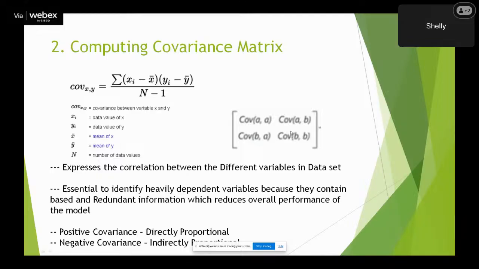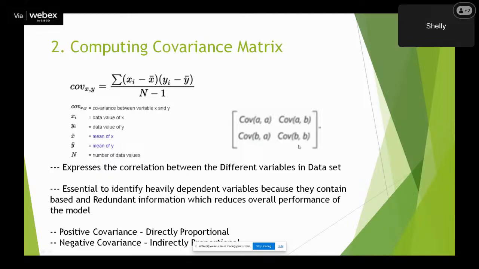Now, what this covariance matrix is trying to do is express the correlation between the different variables in the data set, right? The value can be positive, and it can be negative as well, right? So for example, the covariance AA is 2.83. We take up to 2 decimal places, and it says 2.83, right?